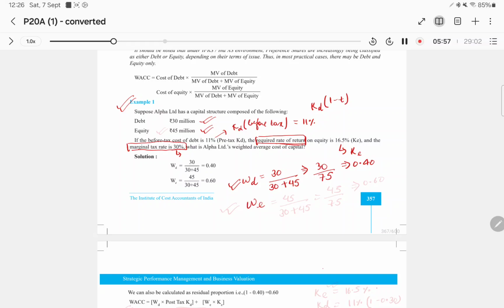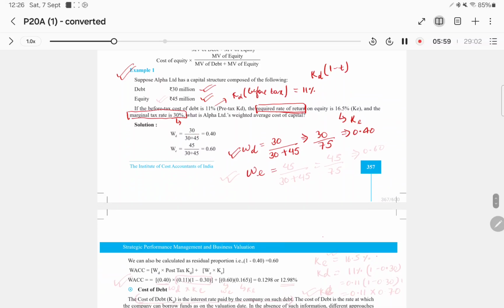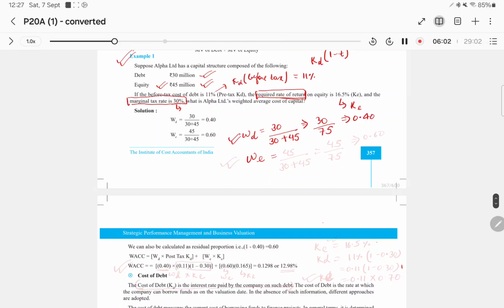Then let's go with WE. What is WE? It is weight of equity. So how much is equity given in the question?